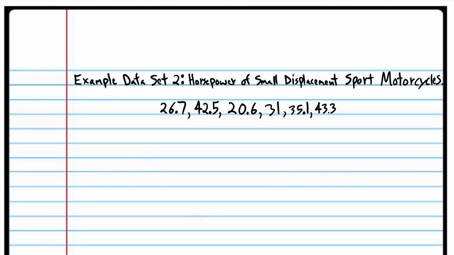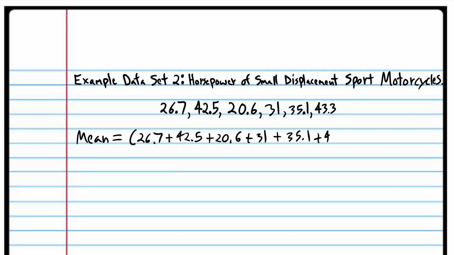So first, let's calculate the mean. The mean is equal to the sum of the numbers divided by how many numbers there are. There's 1, 2, 3, 4, 5, 6 numbers. So we divide by 6.